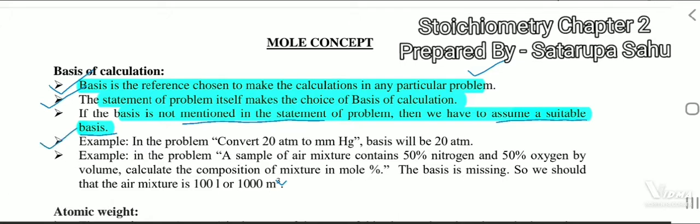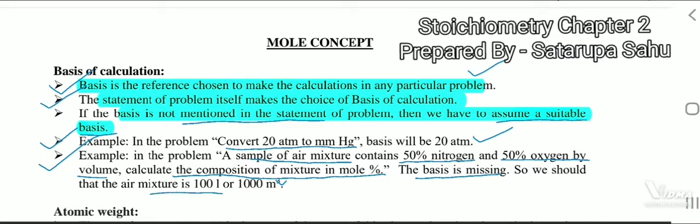In the first question, convert 20 atmosphere to mmHg. Here the basis is 20 atmospheric pressure, which is mentioned in the question. Now let's come to the second problem. A sample of air mixture contains 50% nitrogen and 50% oxygen by volume. Calculate the composition of the mixture in mole percentage. Here the basis is missing, so we have to assume the basis. The basis will be the volume of air mixture equal to 100 liter or 100 meter cube, or 1000 meter cube or 1000 liter.